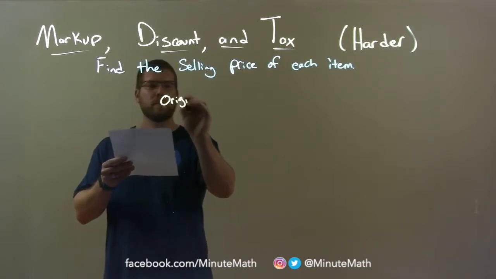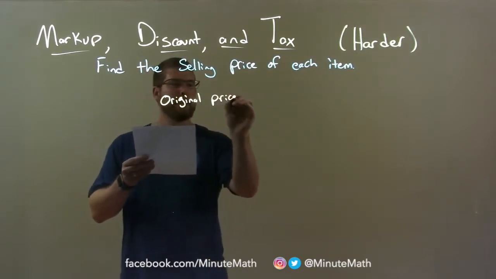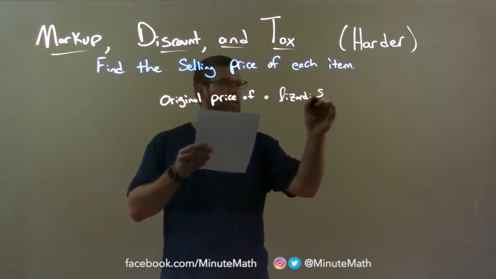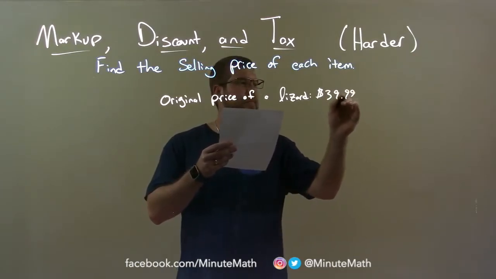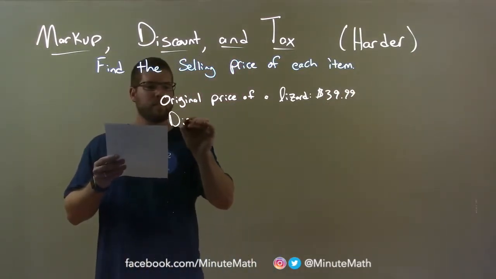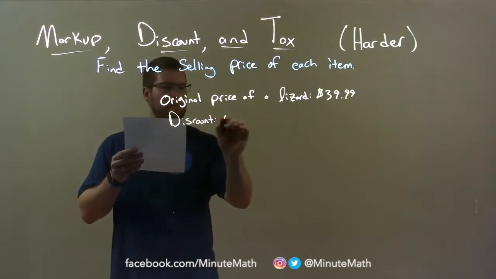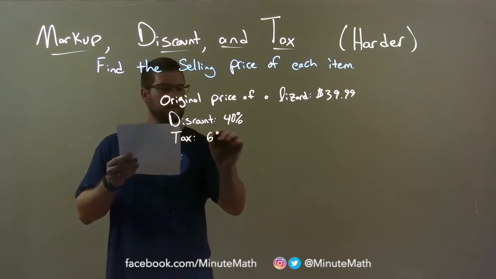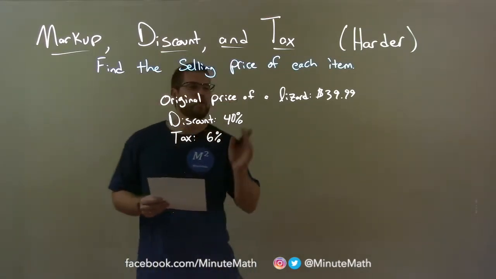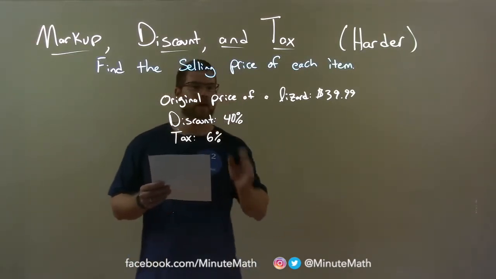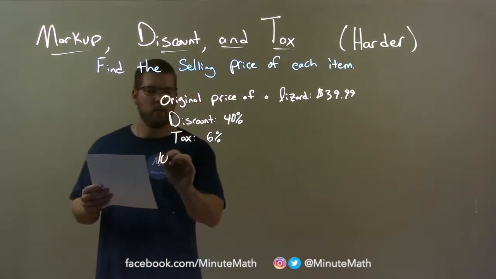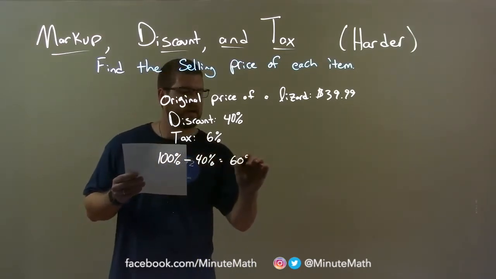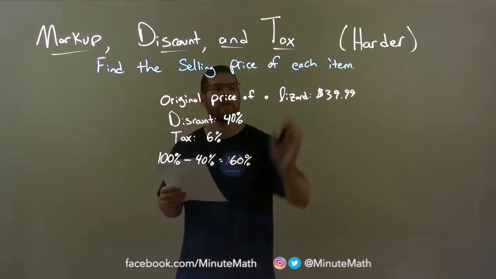The original price of a lizard is $39.99. Its discount is 40%, and we have a tax of 6%. Well, first we start with the original price of the lizard, $39.99, and we apply that 40% discount. 100% minus that 40% gives us 60%, which means we're going to pay 60% of that original price.